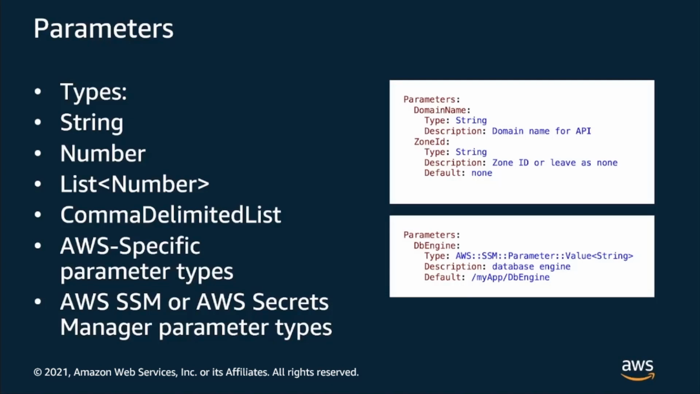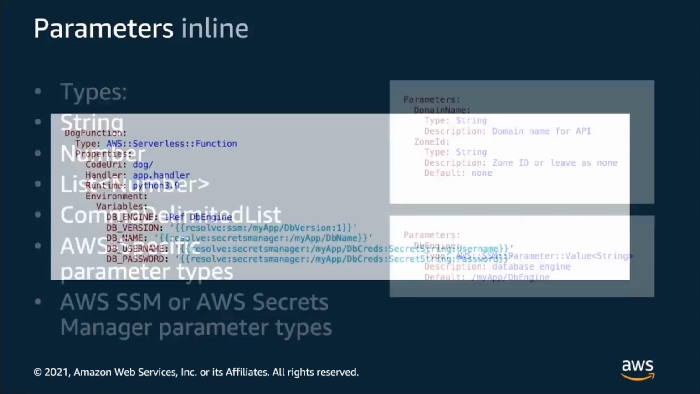Now, straight up, don't store keys in here. Okay, these are public. You're saving it somewhere. This is not a place for secret keys. This is a place for just simple configuration. Now, these can be strings, numbers, lists, comma delimited lists, specific parameter types. You can use AWS SSM or AWS Secrets, and you're like, Eric, you just said don't do secrets. Don't pass in secrets, but you can resolve secrets, and let me show you what I mean by that.